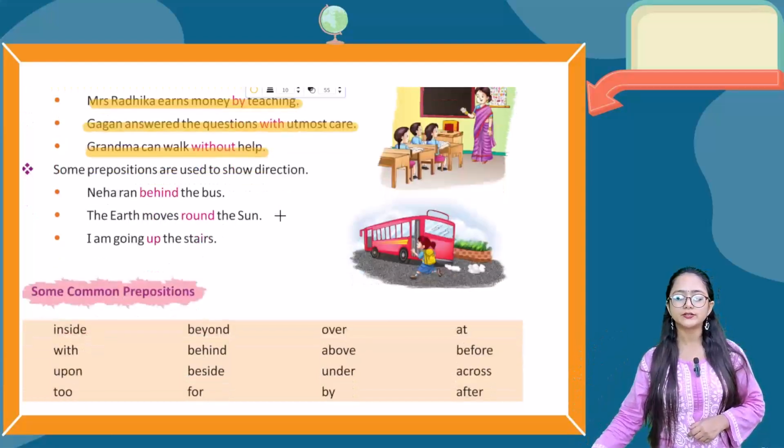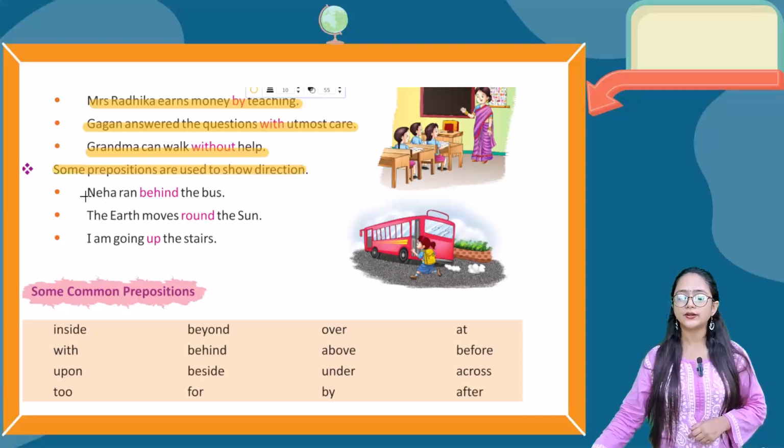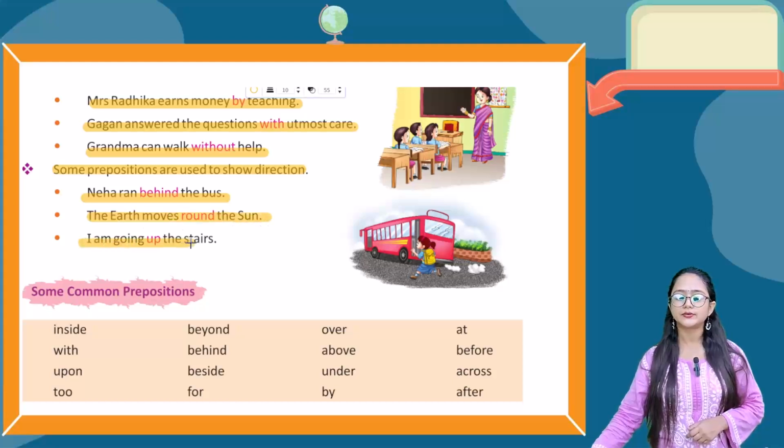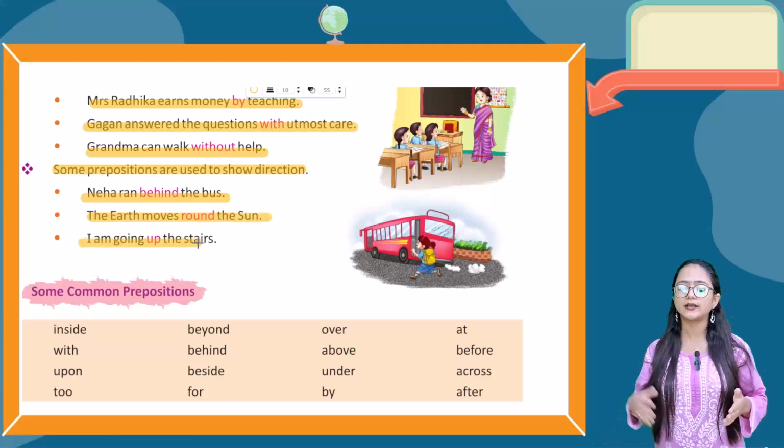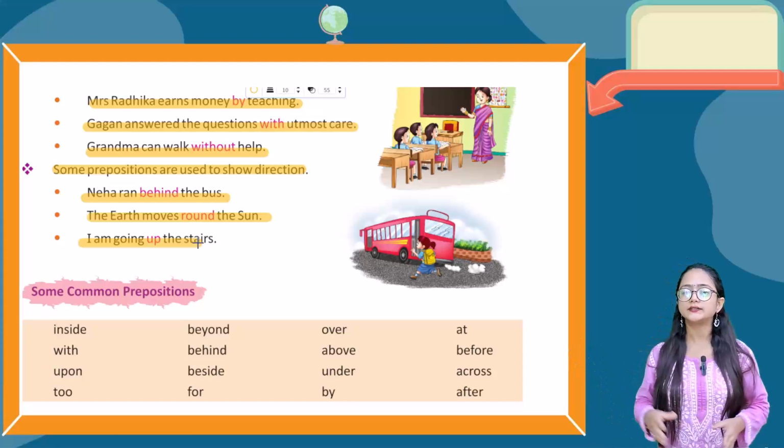Now let's talk about some prepositions which are used to show the direction. For example, Neha ran behind the bus. The earth moves round the sun. I'm going up the stairs. So here you can clearly see the words like behind, round, up. These are the prepositions of direction, which show the direction.